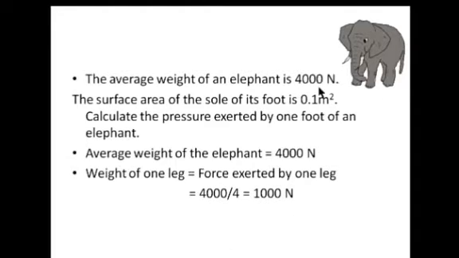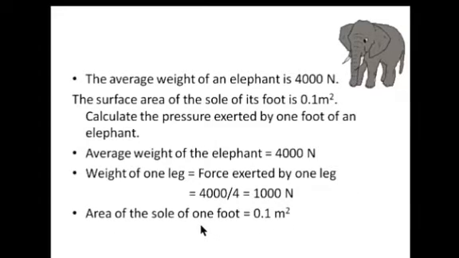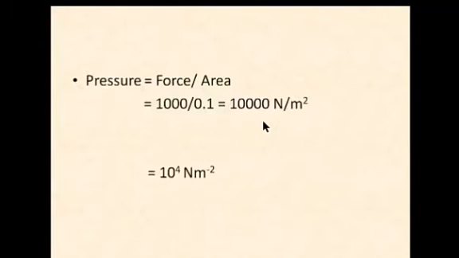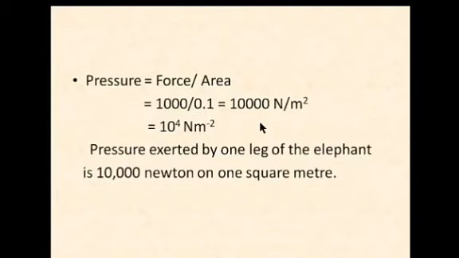Therefore, 4000 divided by 4. 4 legs are there. 4000 is the total weight. Therefore, 4000 divided by 4 is equal to 1000 Newton. And the area of the sole of 1 foot is given as 0.1 meter square. Therefore, we know pressure equal to force by area. 1000 by 0.1 equal to 10,000 Newton per meter square. That is 10 power 4 Newton per meter square. So, pressure exerted by one leg of the elephant is 10,000 Newton on 1 square meter.